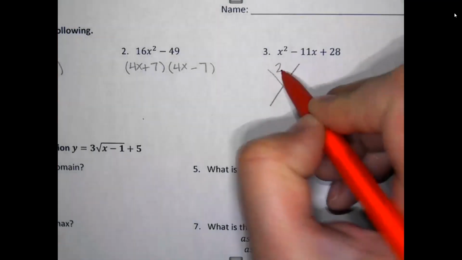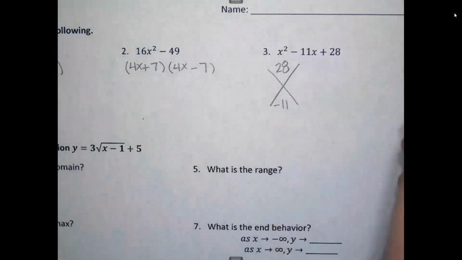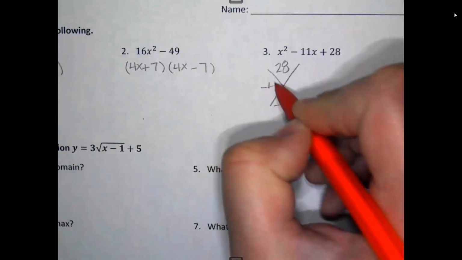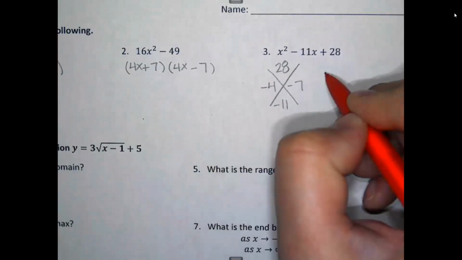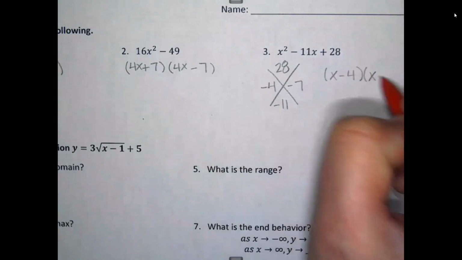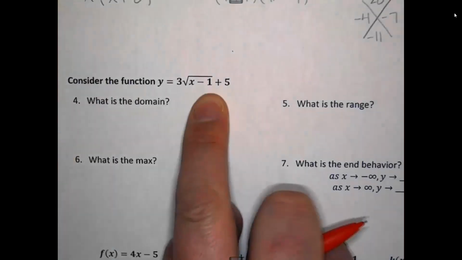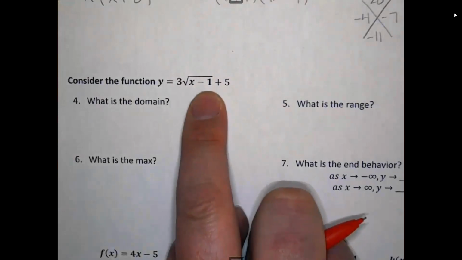So we're looking for what multiplies to 28 but adds to -11, and the two numbers are -4, -7. And so in our parentheses, we have x minus 4, x minus 7, or you could say x minus 7, x minus 4. Both of those combinations work. They're both fine.